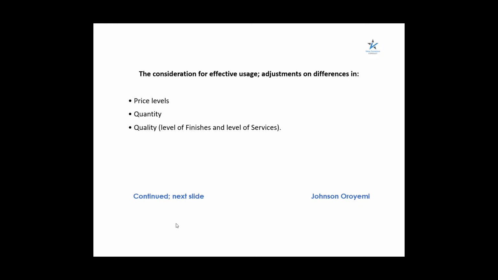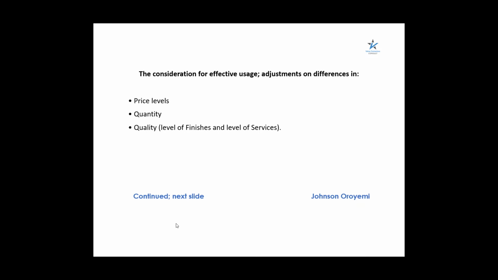Now, there are considerations for effective usage of cost analysis, that is, the cost information we have from previous projects. Before you can actually use that cost information for a new project, there are things we need to consider. There are adjustments you need to make, and those adjustments are categorized into three. We have adjustments in price level.